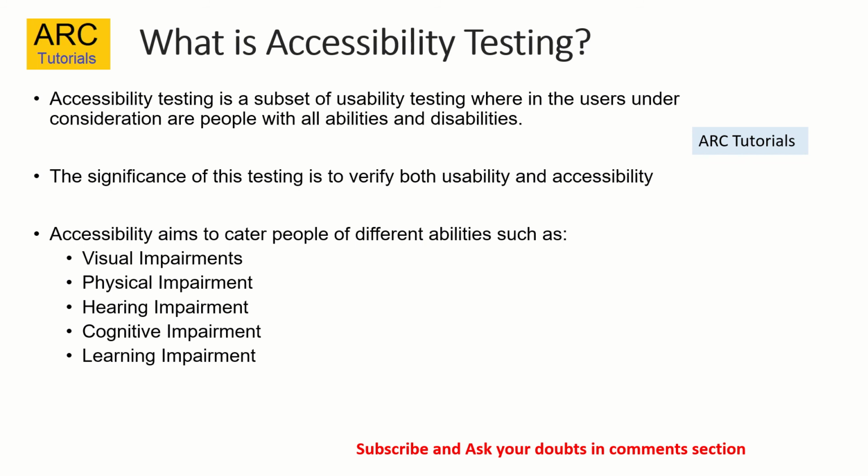Let's get started. So, what is accessibility testing? Accessibility testing is a subset of usability testing, wherein the users under consideration are people with all abilities and disabilities, or we can also call them differently abled. Some are visually impaired, some are physically impaired, hearing impaired, cognitively and learning impaired.